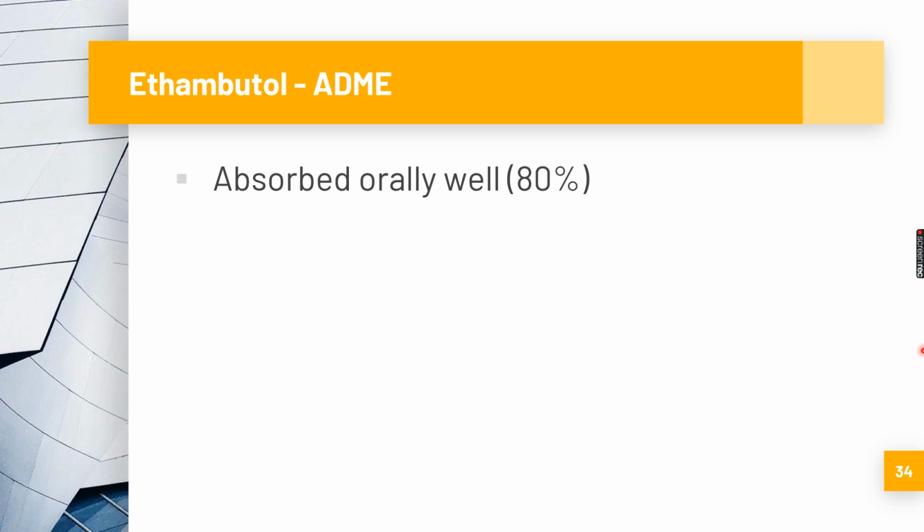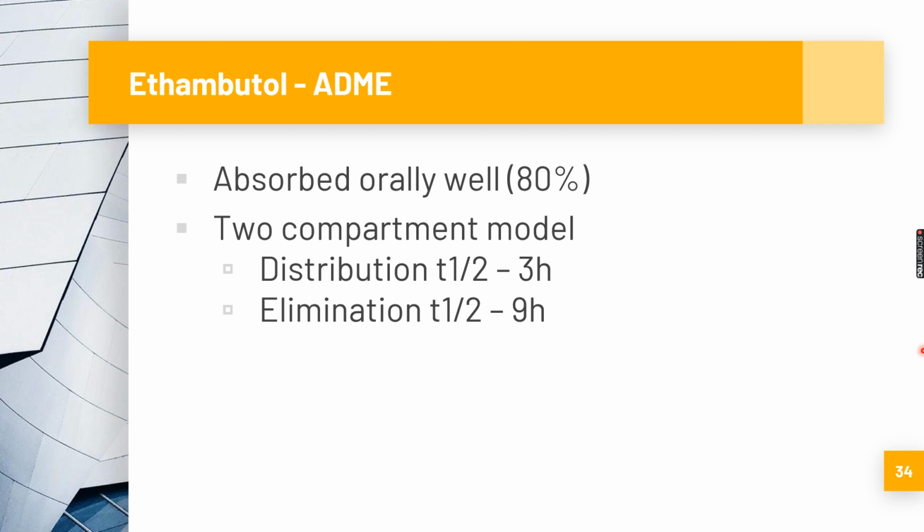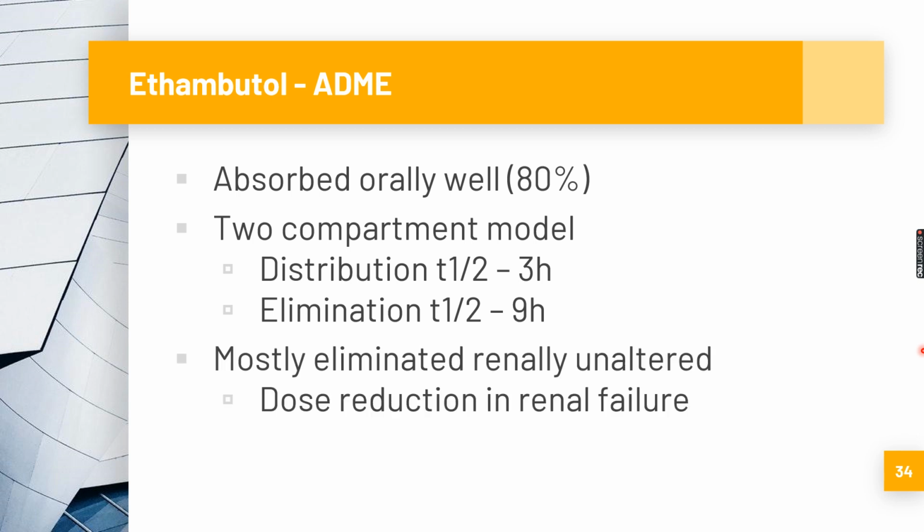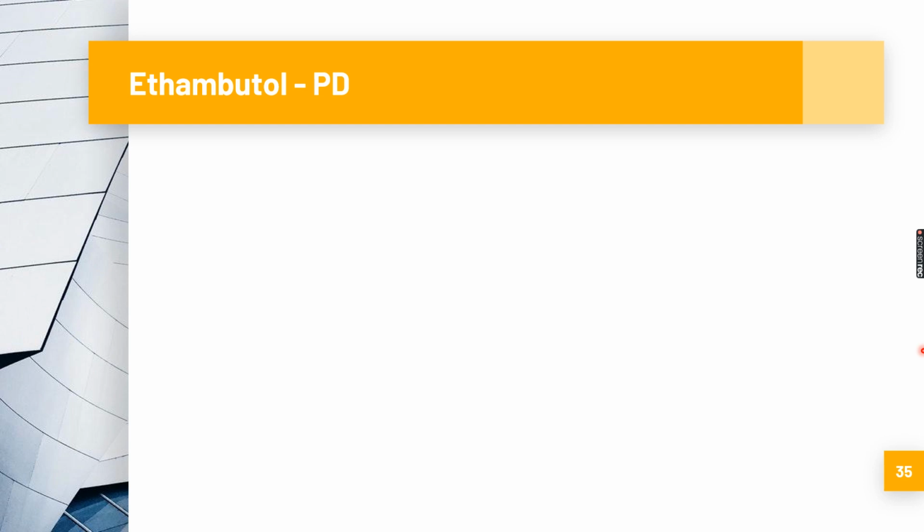When we talk about the pharmacokinetic profile of ethambutol, again it is absorbed well orally. It has a 2-compartment distribution with distribution half-life around 3 hours and elimination half-life around 9 hours. Mostly eliminated unaltered in the urine, so renal failure will require dosage reduction. The pharmacodynamic characteristic is measured by AUC by MIC for tuberculosis and as Cmax by MIC for MAC, Mycobacterium avium complex.